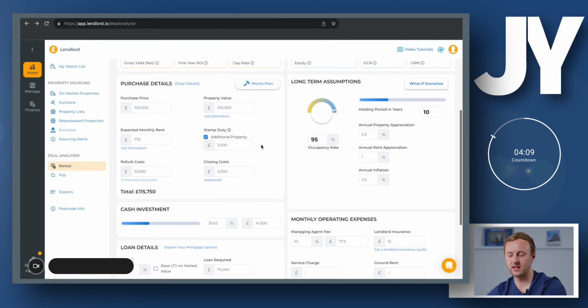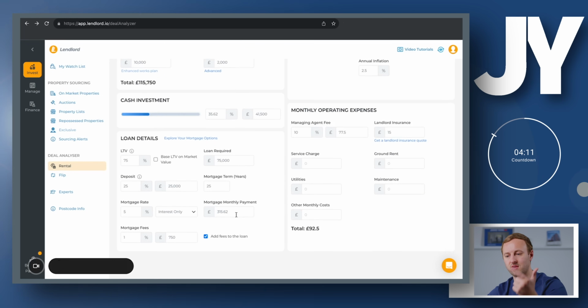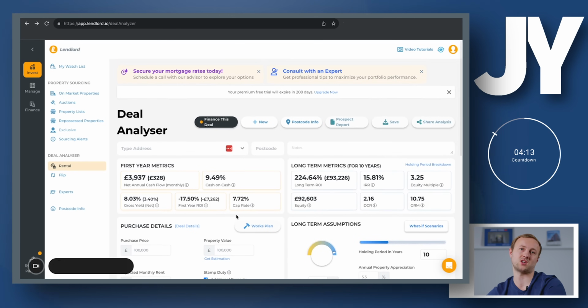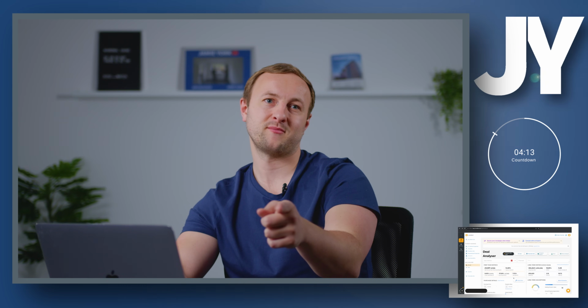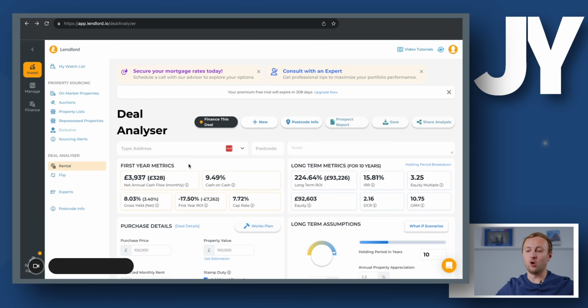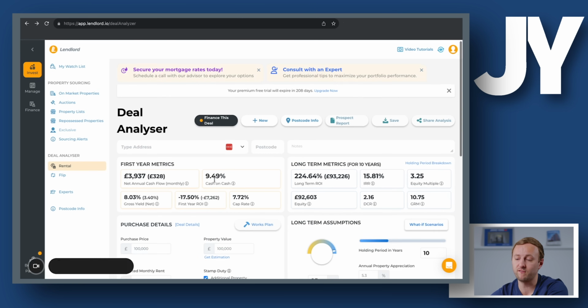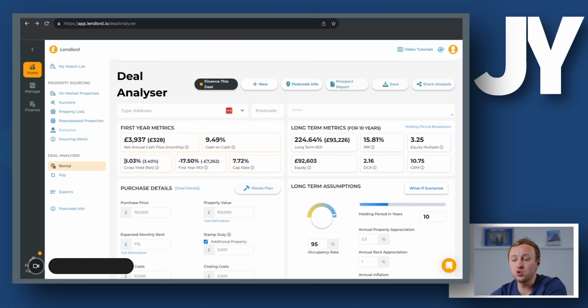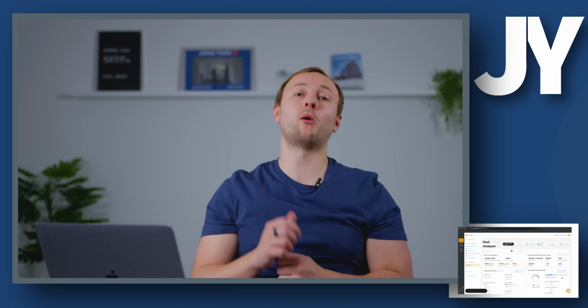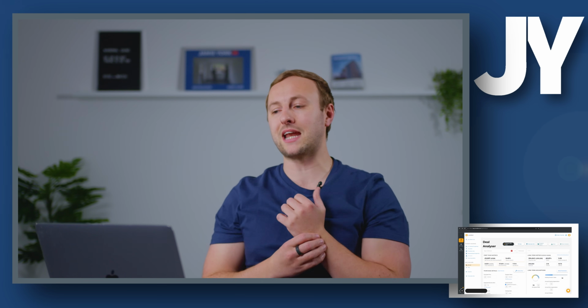We've got all our numbers on that side. We've got our stamp duty. We're 75% loan to value. Pause the timer. 4 minutes 13, second property. So let's look at the numbers. Got a net annual cash flow of 3,937, not too shabby. Cash on cash return of 9.4249%. Gross yield of 80.03. And an IRR, internal rate of return, which remember is your combined return of 15.81%.